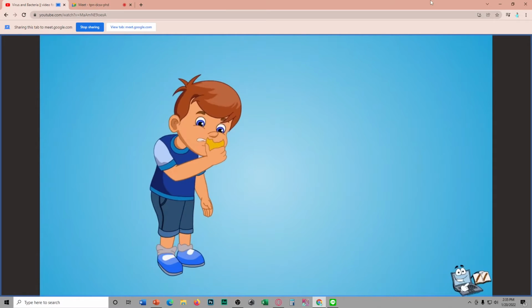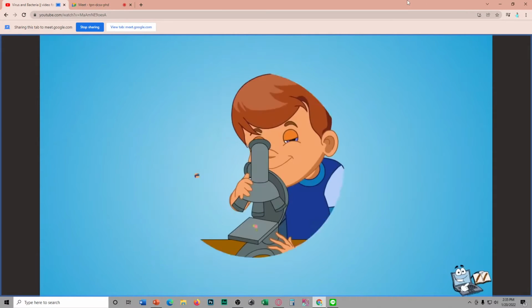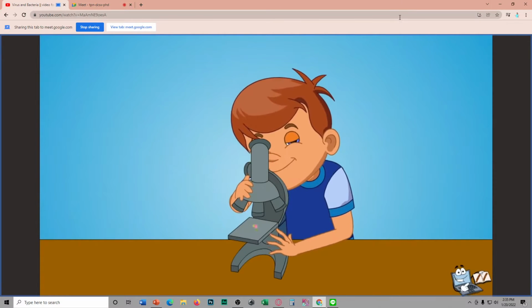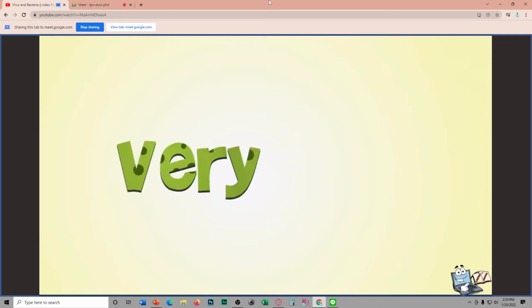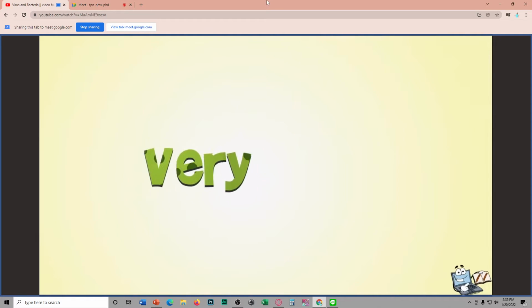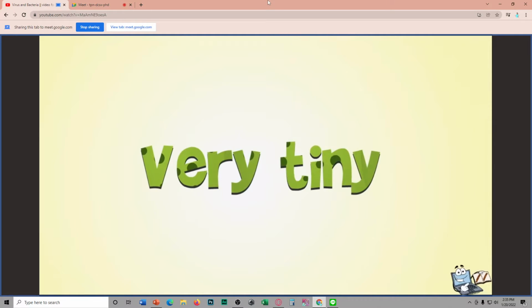Are you trying to look at the bacteria? It can be seen only with a microscope. Do you know how it looks? Very tiny. Very, very tiny.